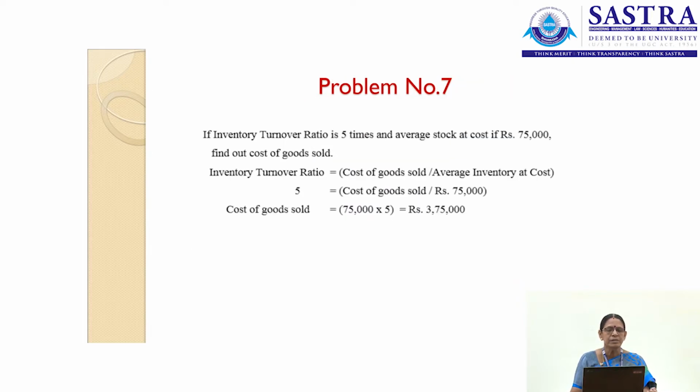Now, if inventory turnover ratio is 5 times and the average cost is 75,000, find out your cost of goods sold. As we know, inventory turnover ratio is cost of goods sold divided by average inventory at cost. Average inventory is given in the problem as 75,000. Inventory turnover ratio is given as 5. So we are finding out the cost of goods sold. So 5 is equal to cost of goods sold divided by 75,000. That is 75,000 into 5. That will be 3,75,000 as cost of goods sold. It's just a simple application of the formula.